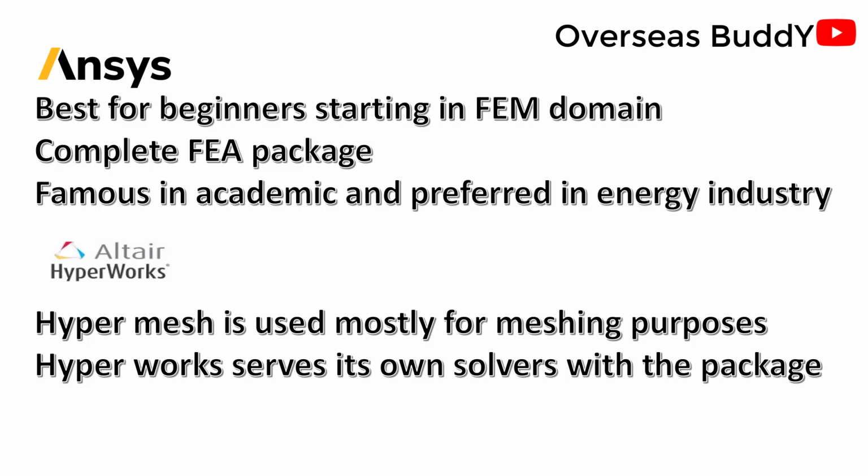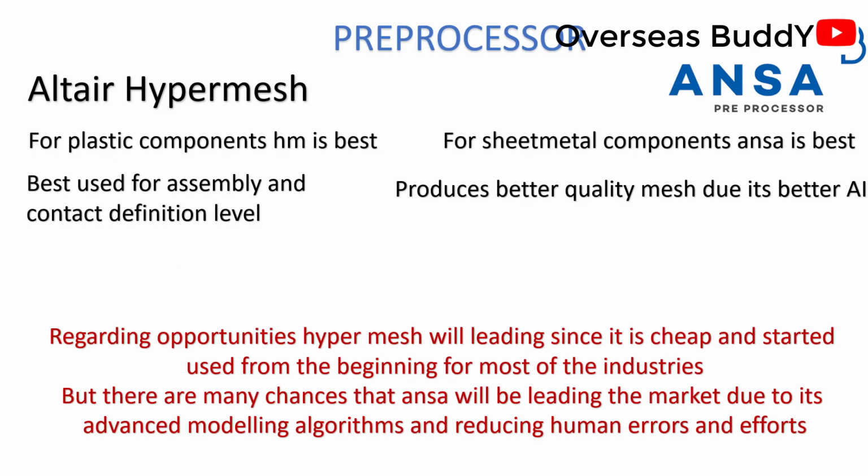HyperMesh is used by thousands of customers worldwide to generate and manage their models. It supports a wide variety of CAD and solver interfaces, making it a perfect solution for a majority of domains. HyperMesh and ANSA are the two most used preprocessors in the industry. Regarding opportunities, HyperMesh will be leading since it is cheap and has been used from the beginning in most industries. But there are many chances that ANSA will be leading the market due to its advanced modeling algorithms and reducing human errors and effort.